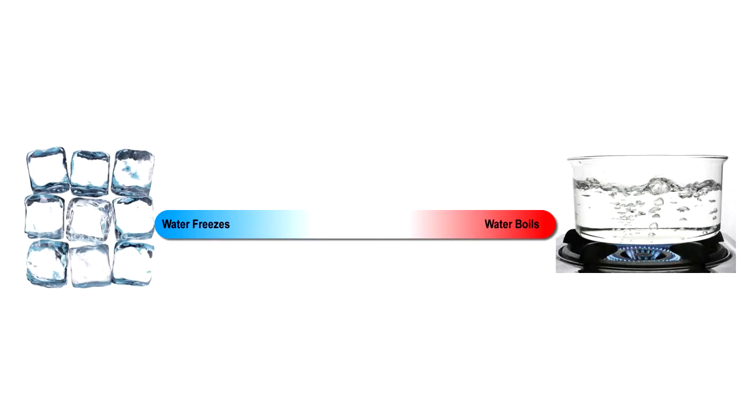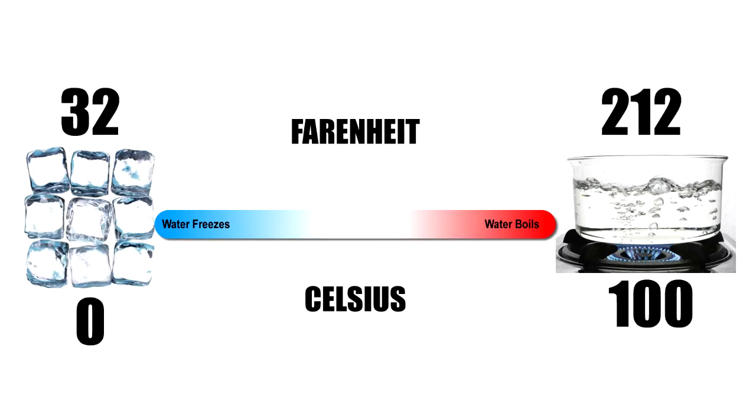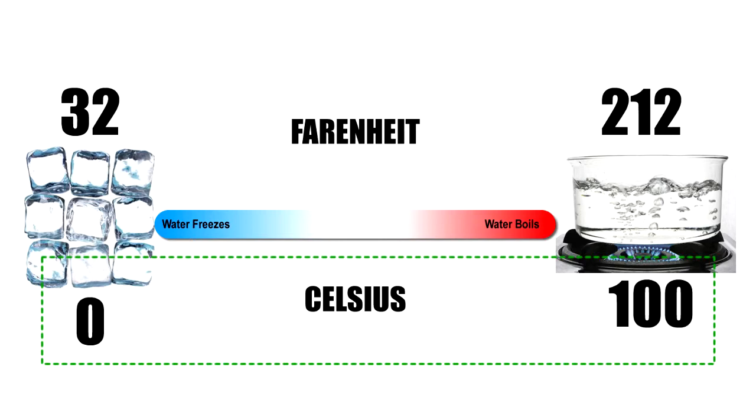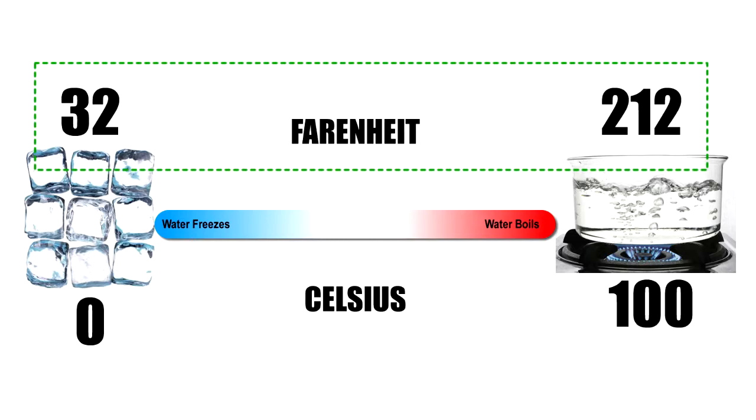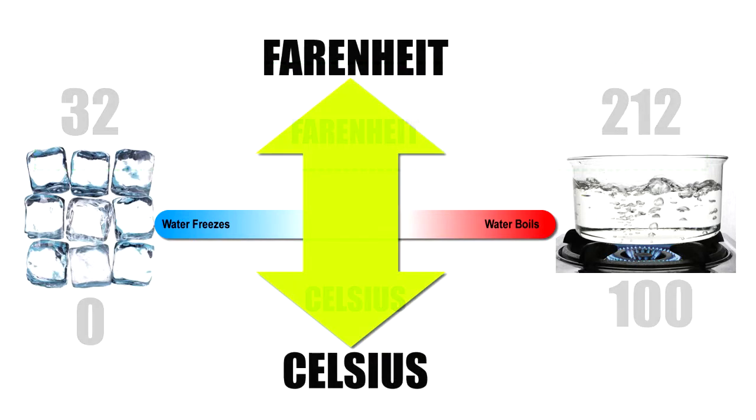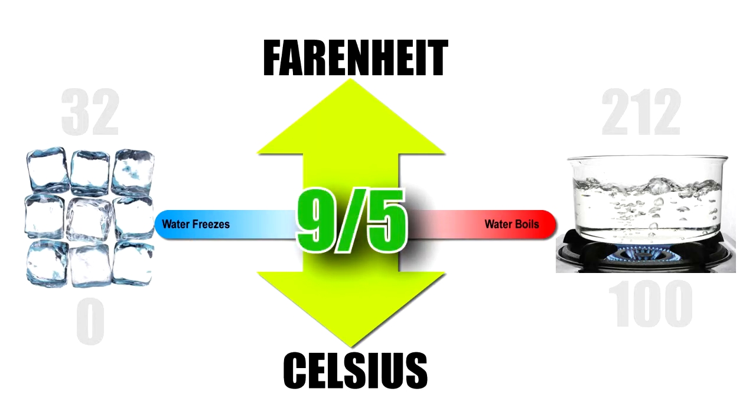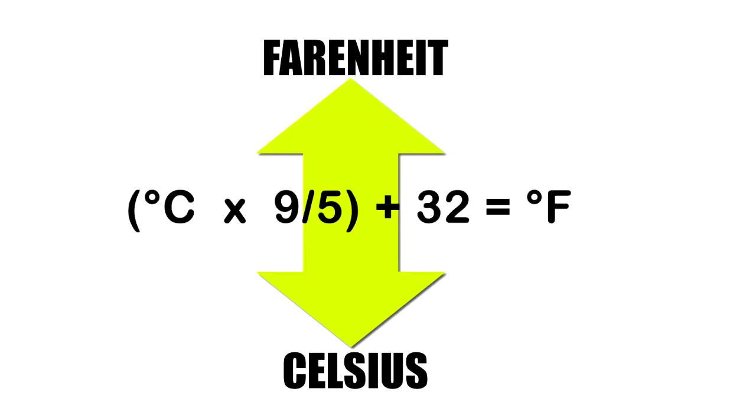Both Fahrenheit and Celsius are based on the point at which water freezes and boils. Measuring with Celsius, we know that water freezes at 0 degrees and boils at 100 degrees. Measuring with Fahrenheit, we know that water freezes at 32 degrees and boils at 212 degrees. Using those two temperature ranges, we know that the ratio between Celsius and Fahrenheit is 9/5, or in decimal form, 1.8. If we adjust for the Fahrenheit freezing point of 32 degrees, we can use this formula to convert from Celsius to Fahrenheit. Celsius times 1.8 plus 32 equals Fahrenheit.